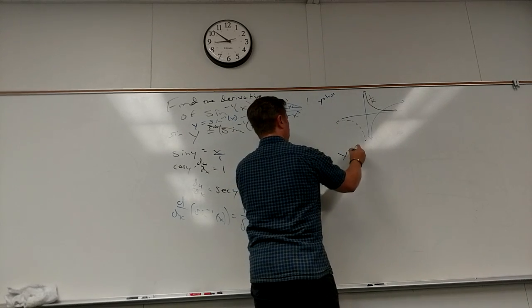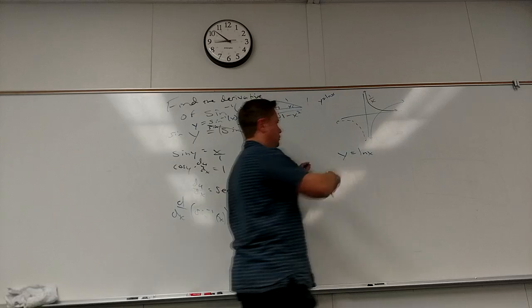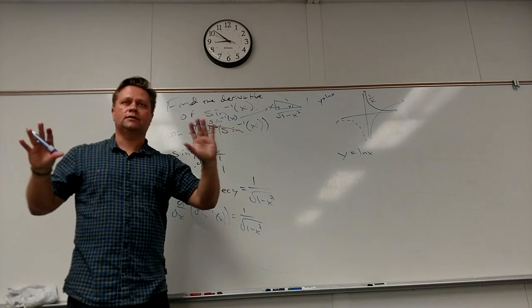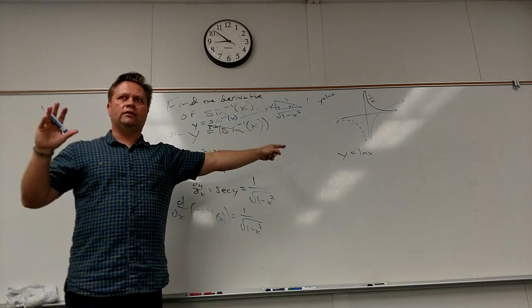So here's this. What's the first thing I do, since I don't know what it is, and I have this new process, implicit differentiation? How can I rewrite this?